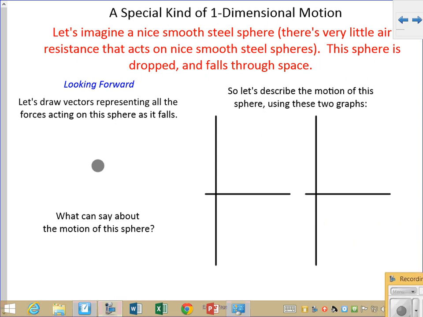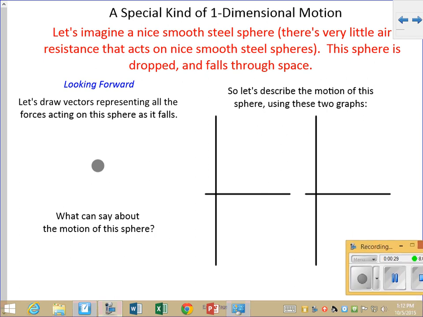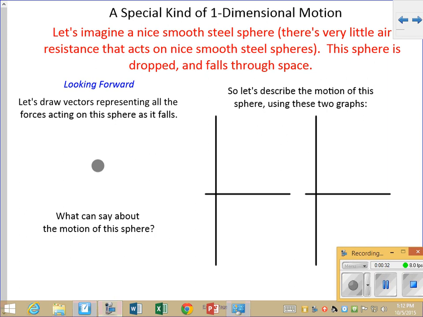Let's start to talk about another type, or a special type, of one-dimensional motion, and that is the motion of an object that in this case is dropped and falls through space. Now, I'm going to have us imagine a nice smooth steel sphere, because there's very little air resistance that acts on nice smooth steel spheres as long as they're at speeds that are not real big. And for us, dropping things and throwing things around, those air resistance forces don't get too big. All right, so here's an object.